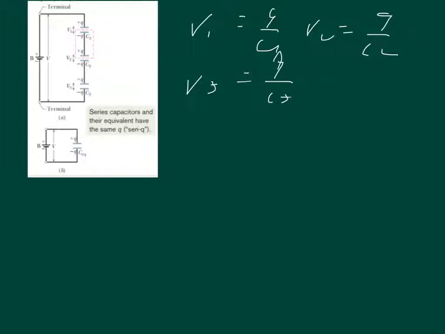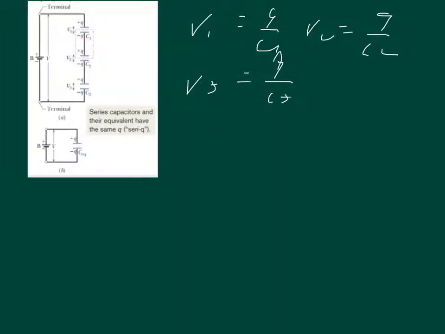Now let's do some math. V1 equals Q over C1. V2 equals Q over C2. V3 equals Q over C3. Why do I have the same Q? Well, because all the series capacitors have the same charge Q. They all carry the same charge. And that is concluded from doing experiments in circuits.